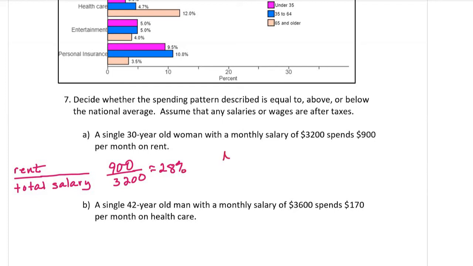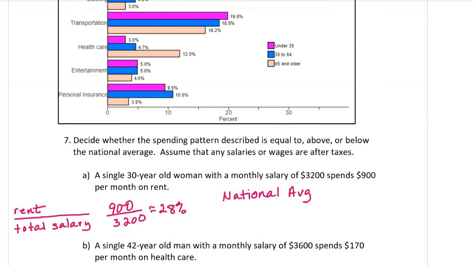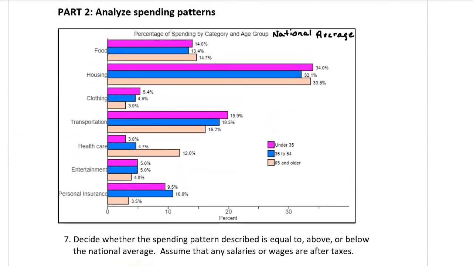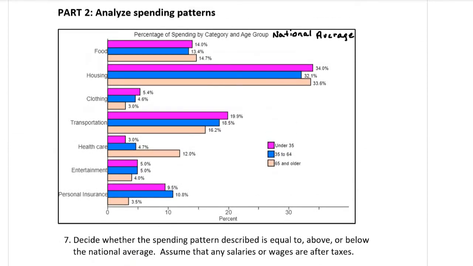Now what we want to do is to compare her percent to the national average. So we need to look at this chart, and two things that we need to be sure of is, first of all, the age category that we're looking at, and we're looking at a 30-year-old. And the second thing is the category, and that is rent. So the age group is under 35. That is actually the pink bar. And we're looking at the category of rent, or in this case, it says housing. Rent is your housing expense.